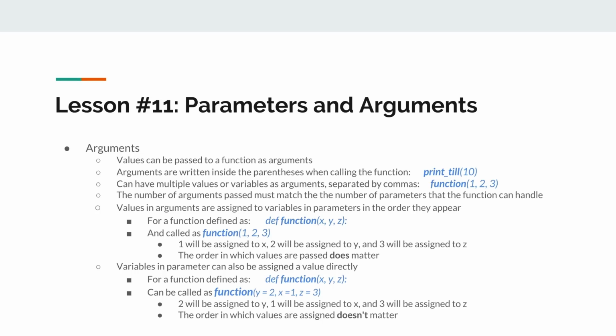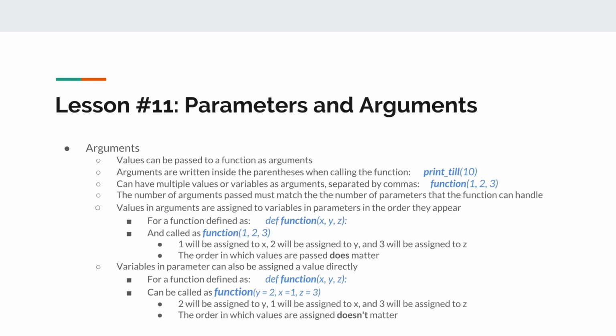Keep in mind, however, the order in which the values are passed will be the order in which they are assigned to the variables in the parameter. For example, for a function that has x as its first parameter, y as second, and z as third, when calling that function, the first value in the argument is assigned to the first parameter, the second argument is assigned to the second parameter, and so on.